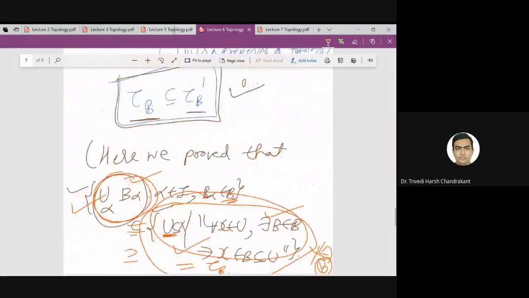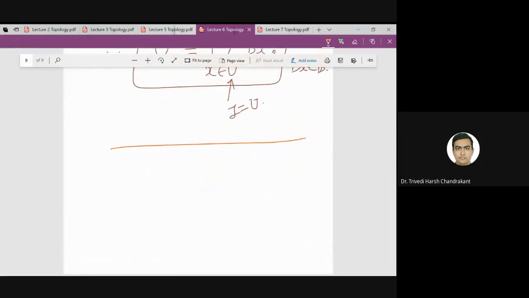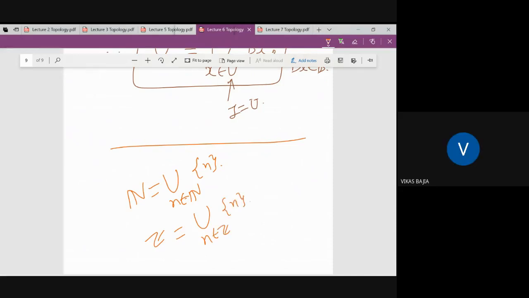So for example, I have the set of natural numbers. How do I write this? The union over n belonging to N of singleton n, right? The same way you can write Z also. So sir, the cardinality is only equal to n, no? How is it equal to P of X is P of N?